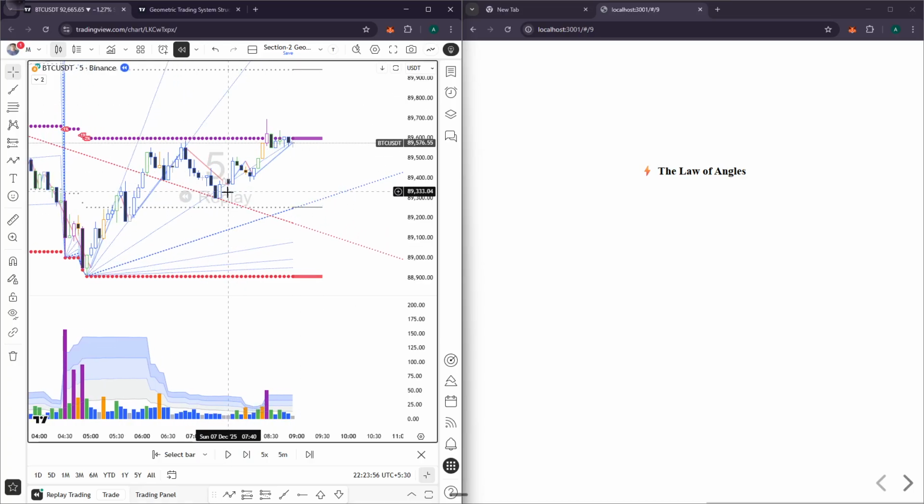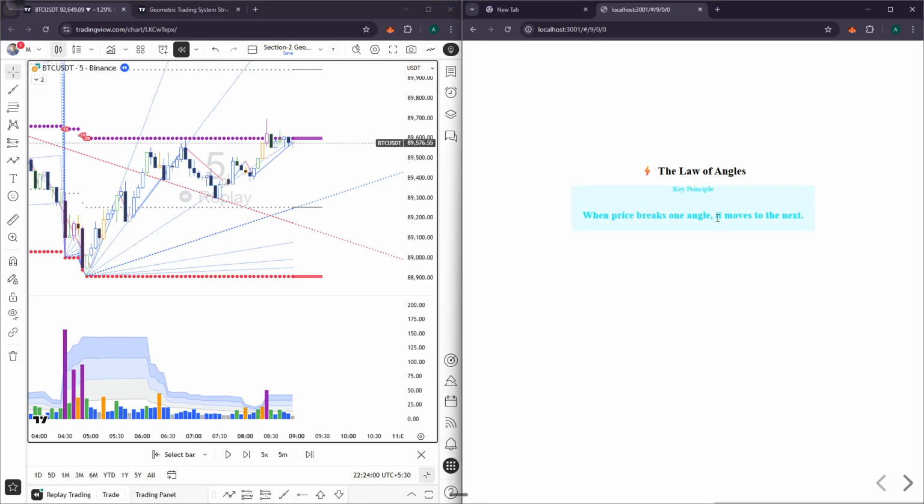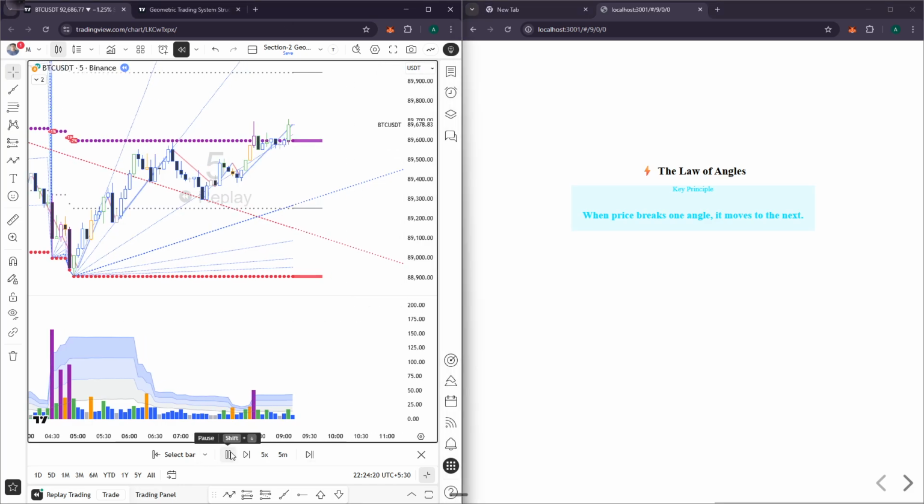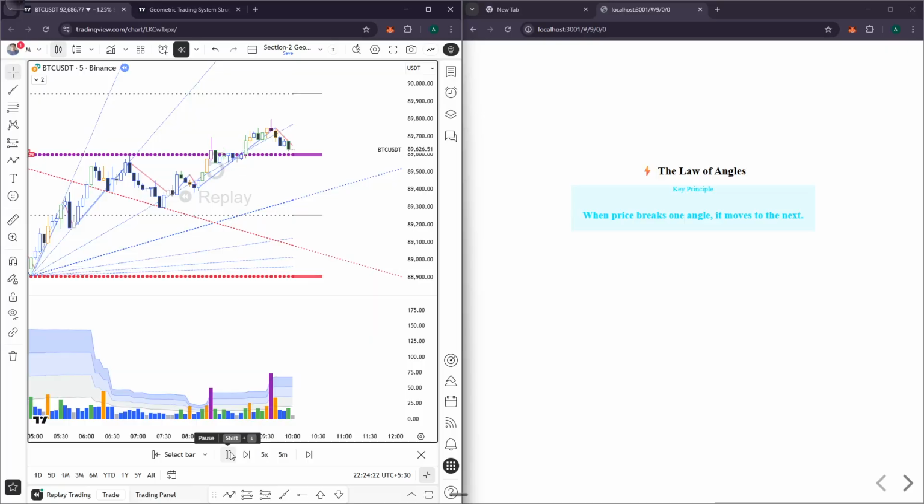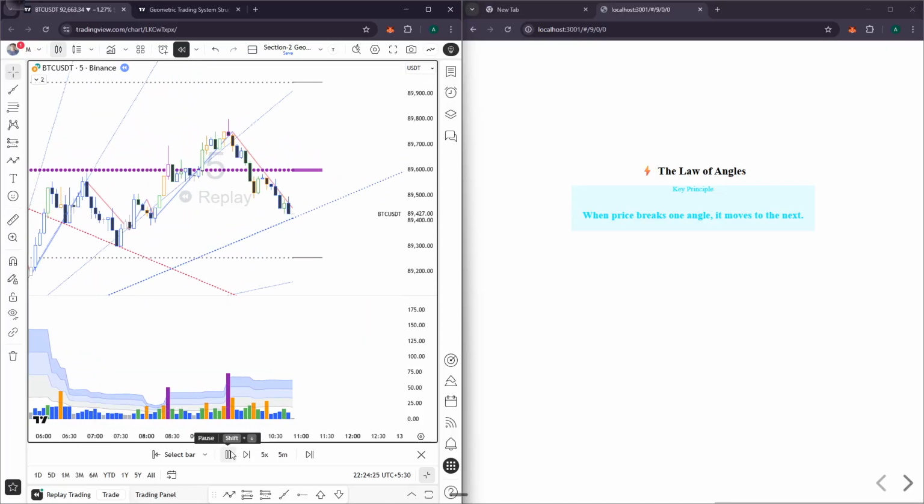So this is the principle here, and what the law of angle says is that when price breaks one angle, it moves to the next. Okay, you see, when price breaks below, it comes here, it goes above. It tries to go above but couldn't, so it comes to the next one, right? It's holding this, so it will go to the next one, and we'll see what happens. All right, so that's how the principle works.